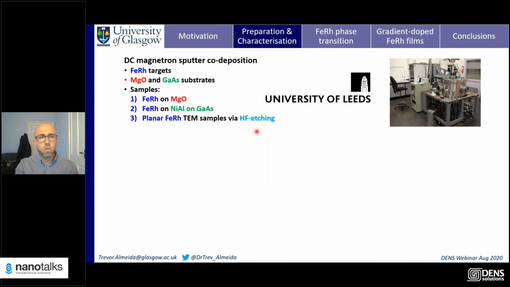So just to talk a little bit about the samples themselves, these were grown at the University of Leeds using DC magnetron sputter co-deposition. We used a series of iron rhodium targets, and they were deposited directly onto MgO or gallium arsenide substrates. And I'm going to show you 3 samples today: iron rhodium on MgO, iron rhodium on a nickel aluminium buffer layer, which we thought about using as a contact layer, and planar iron rhodium, where essentially the substrate's been etched away by hydrofluoric acid. So all we're left with is a planar thin film of iron rhodium.